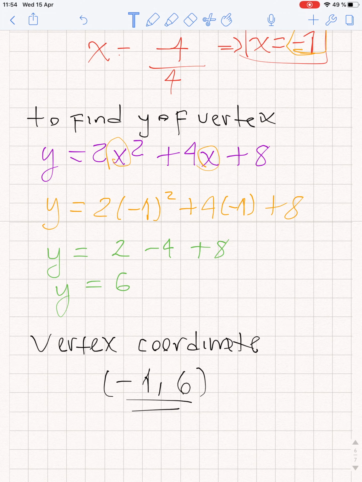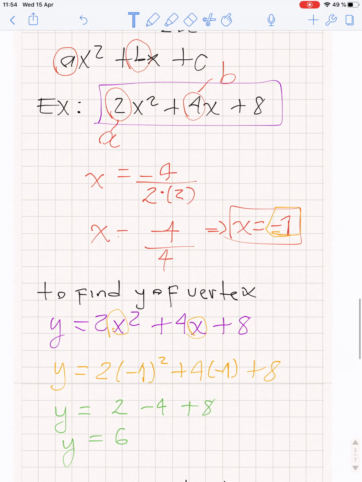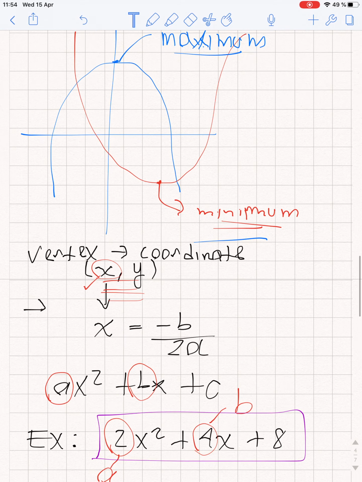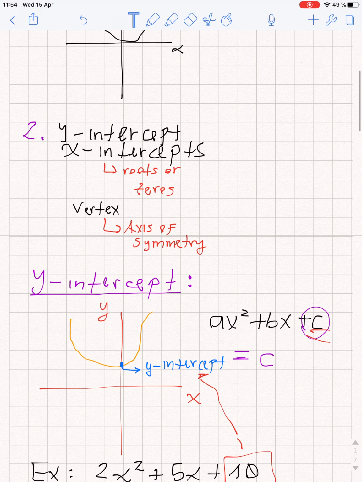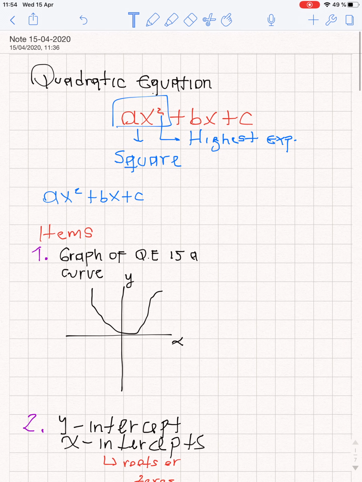And finally, that is the final component of a quadratic equation. Take this video as a reference of the principal characteristics of a quadratic equation.